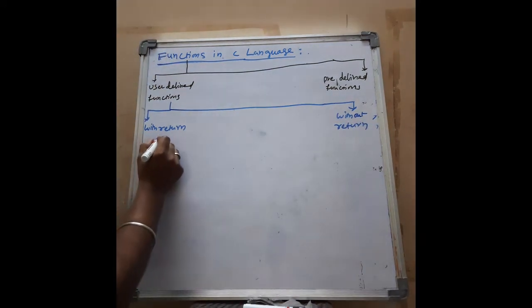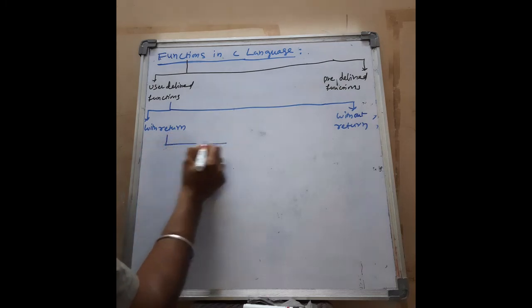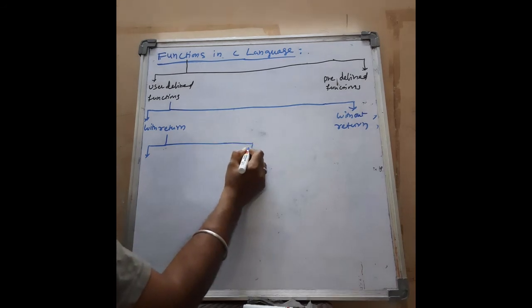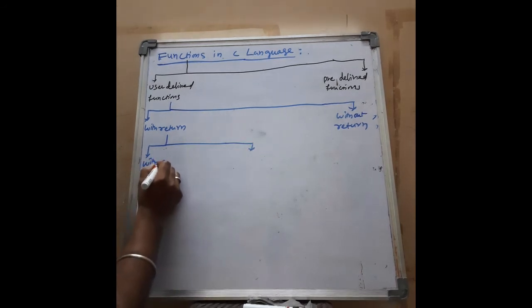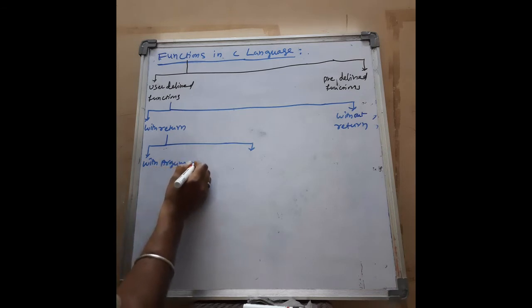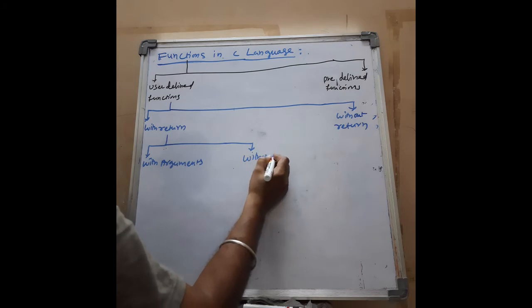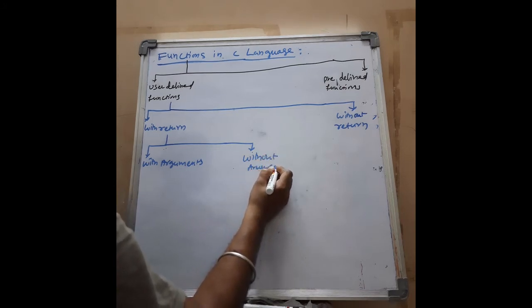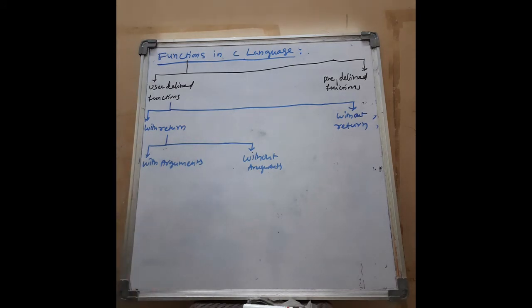With return, I can use two different modes: first with arguments, and the second without arguments. Here, an argument is used when you want to pass a value from the main program to the subprogram. We pass that value in the main program, and that value is received at the subprogram. At the receiving stage, we use the word arguments. If you don't want to pass any value from the main program to the subprogram, we may use without arguments.